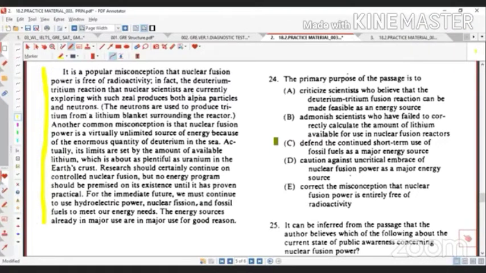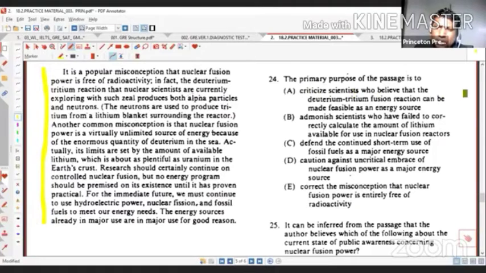No, I don't think. Is it good? No. Is it criticized? No, criticize is too extreme. No, they're not criticizing. Admonish means what? This is also criticism. Yes. Scientists who have failed to correctly calculate the amount of lithium, no, I don't think so. It cannot be the whole thing. In one part, they might say something, but it's not.